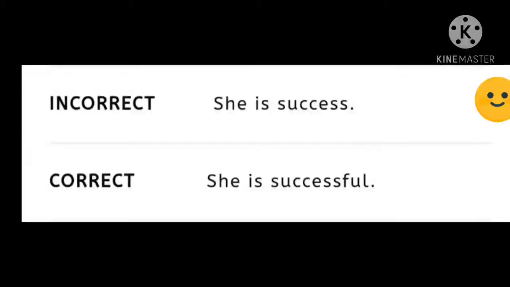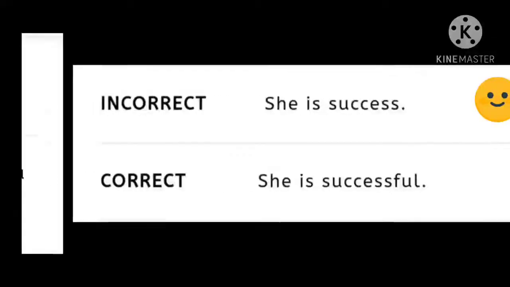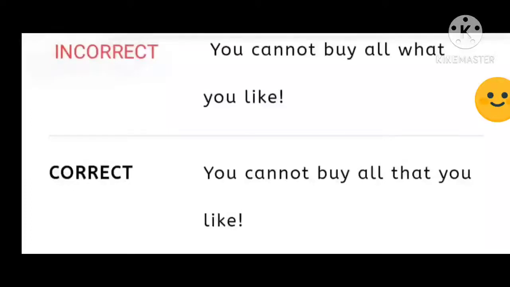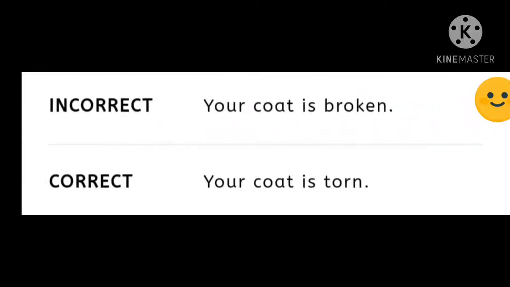She is success. Success is a noun, so there must be an adjective here. She is successful is the correct way. You cannot buy all what you like. You cannot buy all that you like. What is not suitable here. Instead, that is more relevant. Your coat is broken. Your coat is torn. A coat is usually made of cloth. So, cloth will be torn or damaged, but not broken. It's not glass or plastic to be broken. Okay.